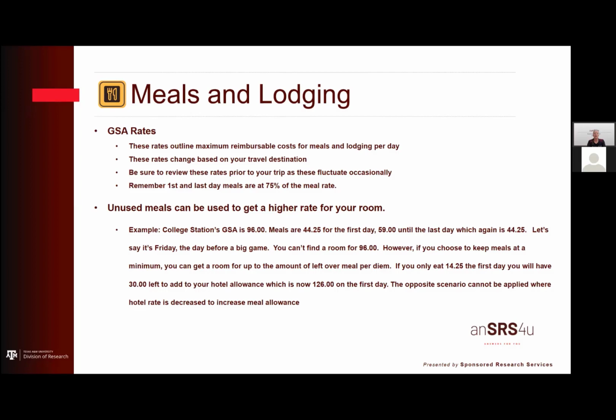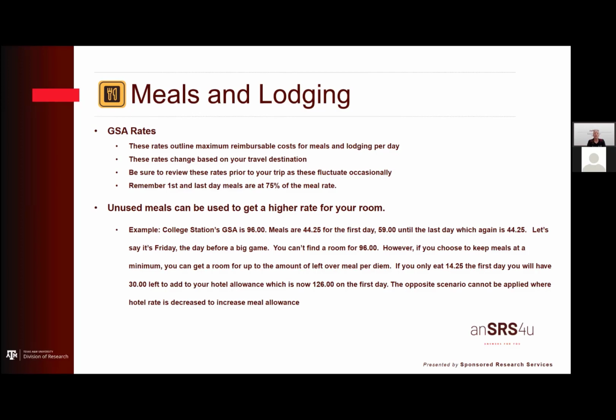Unused meals can be used to get a higher rate on your room. For example, College Station's rate is $96. 75% for the first and last day is $44.25, and $59 for everything in the middle. You probably can't find a room for $96 if it's the day before a big game.